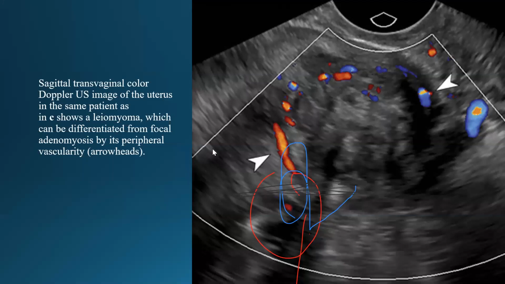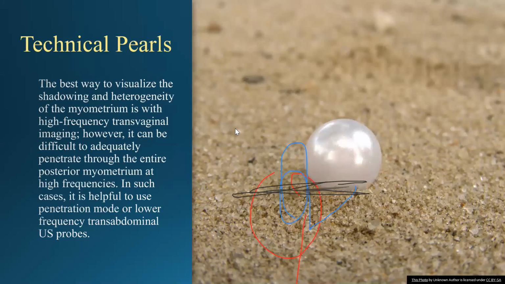So let's talk about some technical pearls here. The best way to visualize is the shadowing, because I told you that the shadows are very important in the diagnosis of adenomyosis, and the heterogeneity of the myometrium is also very important. You need to use a high frequency transvaginal ultrasound. We know that the high frequency transvaginal ultrasound will give us a better picture. However, it has another drawback. What's the drawback? Sometimes it's difficult to adequately penetrate through the entire posterior myometrium at the high frequency.